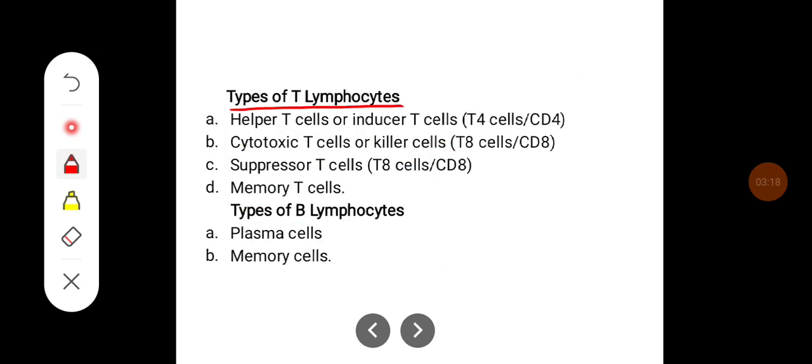The different types of T lymphocytes are helper T cells, also called inducer cells or CD4 cells, and cytotoxic cells, also called killer cells or CD8 cells. Suppressor T cells are also called CD8 cells or T8 cells. Then memory cells. There are different types of B lymphocytes as well, plasma cells and memory cells.